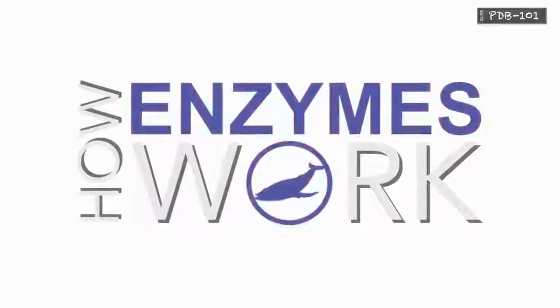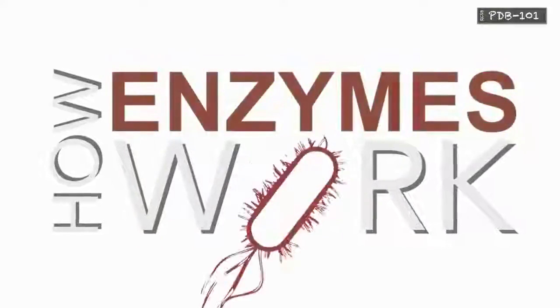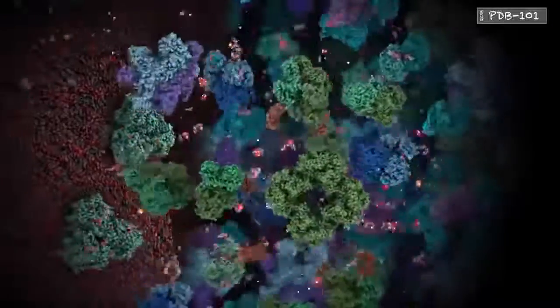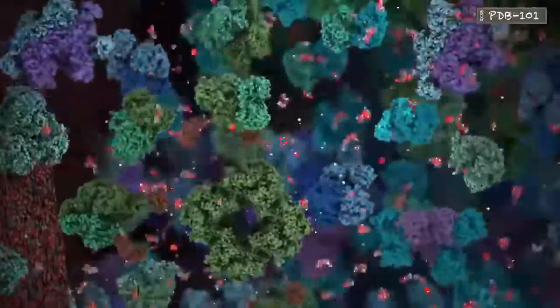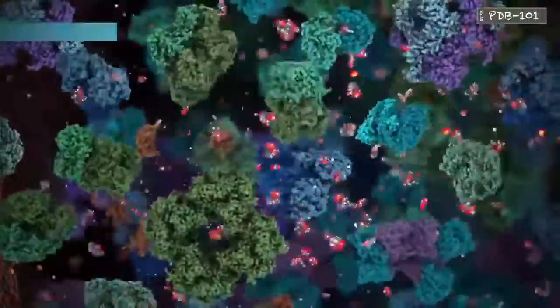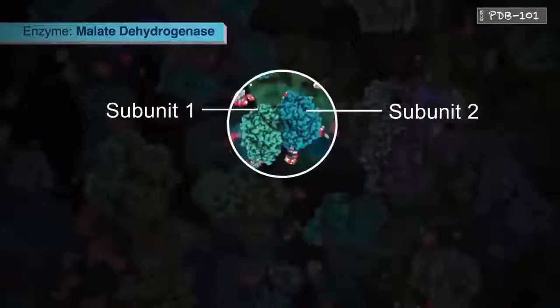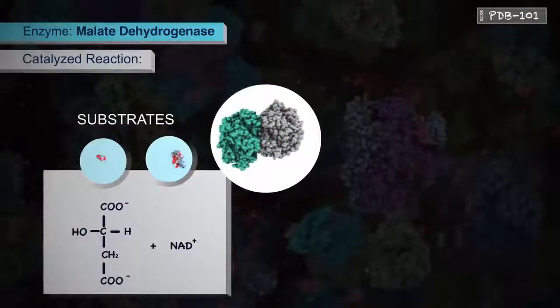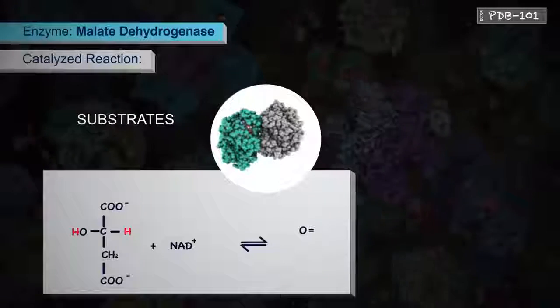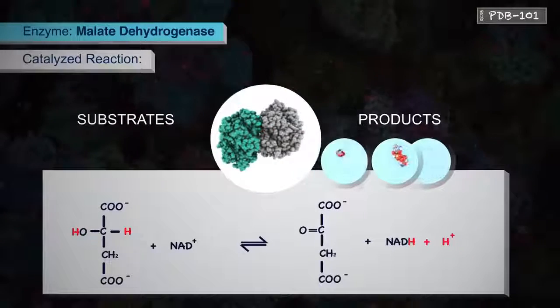Every single second, inside every living cell, thousands of chemical reactions are taking place. These reactions are performed by enzymes. An enzyme is a protein that catalyzes a chemical reaction. It initiates the reaction, speeds up the reaction's progress, and makes sure the outcome is always the same.